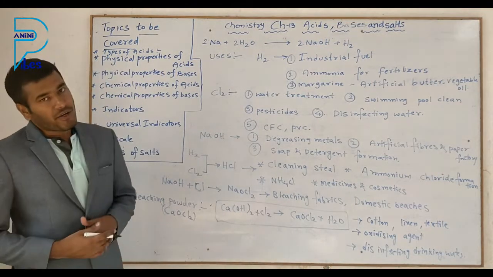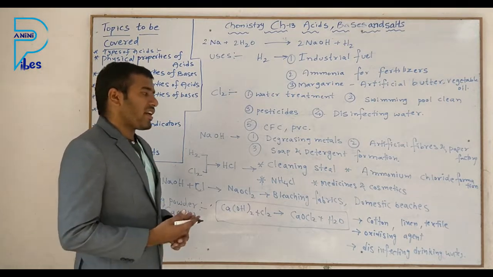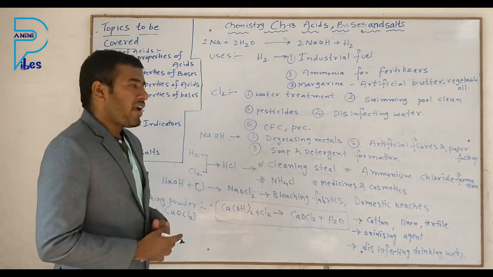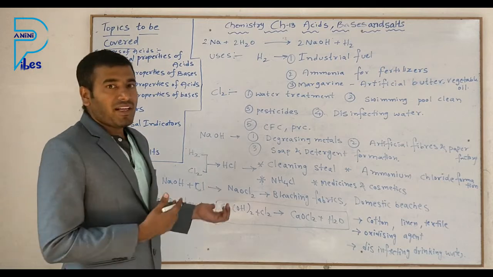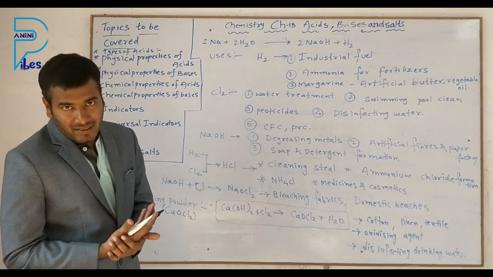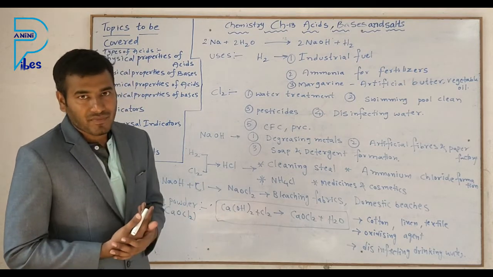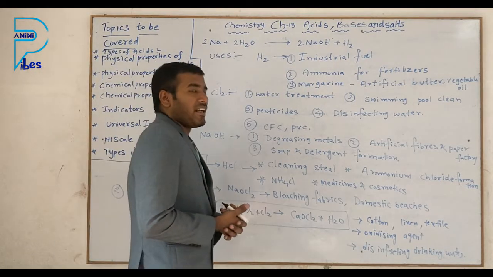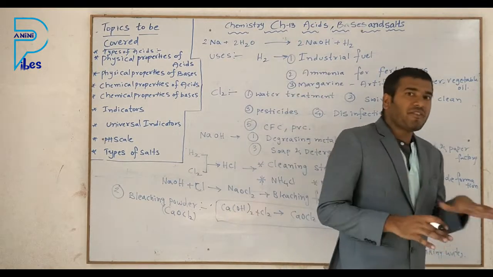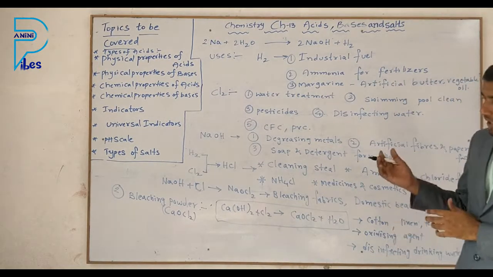This bleaching powder is used in the cotton, textile and linen industries, as an oxidizing agent, and for disinfecting drinking water. To remove infection from drinking water, we mix in bleaching powder.